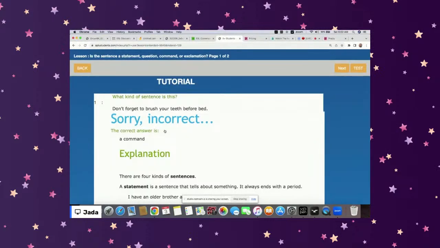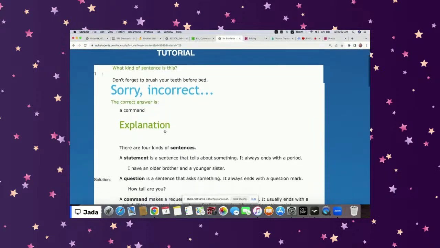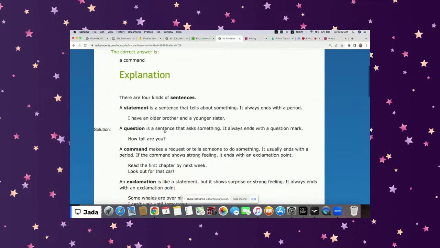Okay, so we have three lessons from sentence types, and we will try to complete the three lessons now. So the first one is: is the sentence a statement, question, compound, or exclamation? Okay, so there are four kinds of sentences. And the first one is a statement. So a statement is a sentence that tells about something.